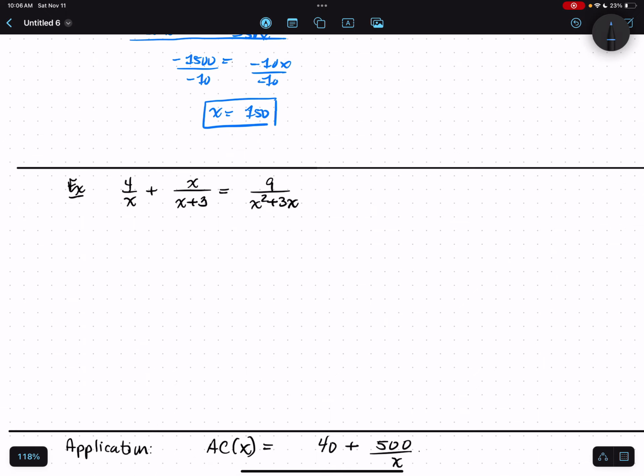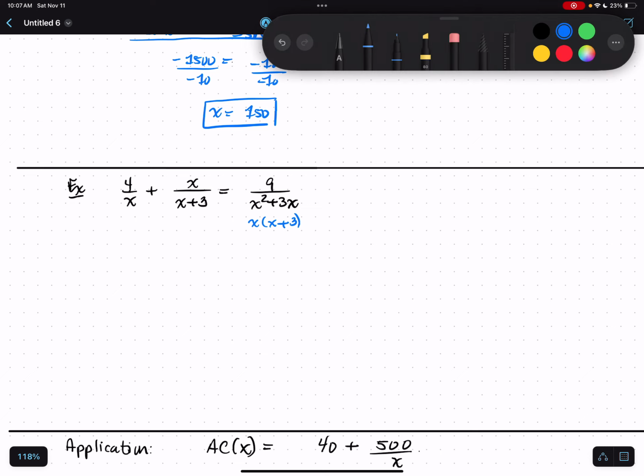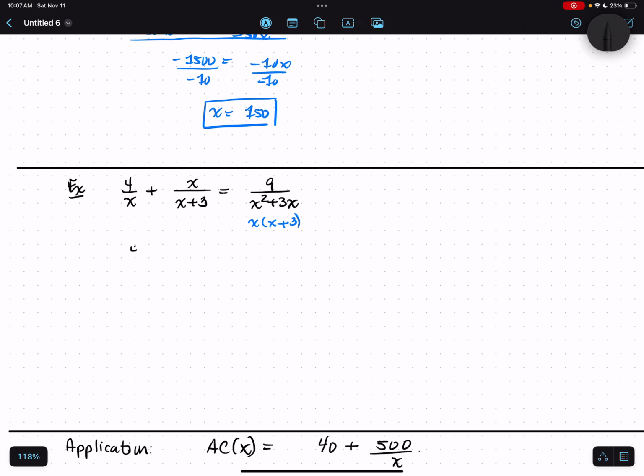So here is another one. This is just a straight up mathematical example. And the first thing I notice is that the right-hand denominator looks like it can be factored. So let's factor before we try to figure out the LCD, just like we did with adding and subtracting. And notice that that is x times x plus 3. So I'm going to rewrite the equation with the factored form on the right, just so it's not so clustered together. So you have 9 over x times x plus 3. And it looks like the LCD is x times x plus 3.